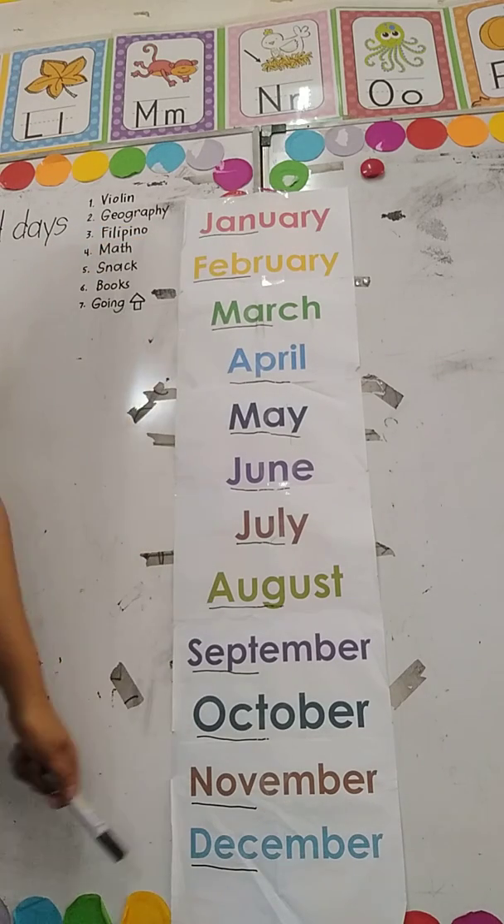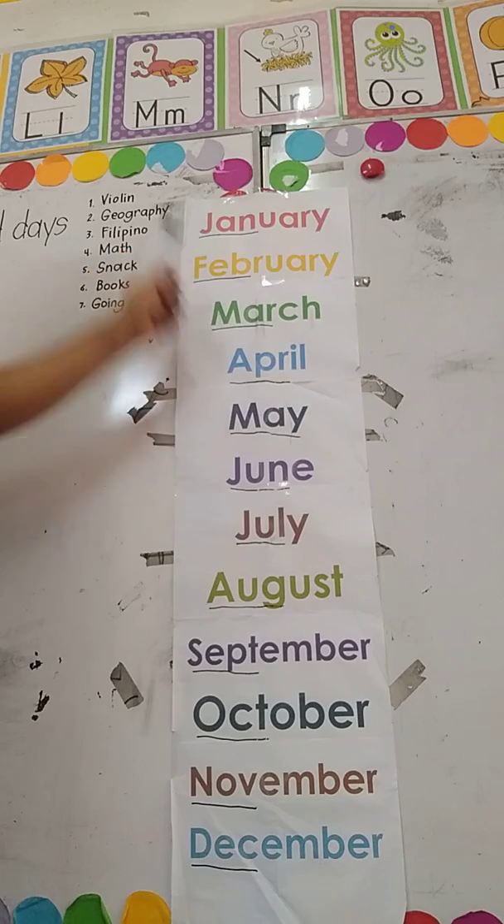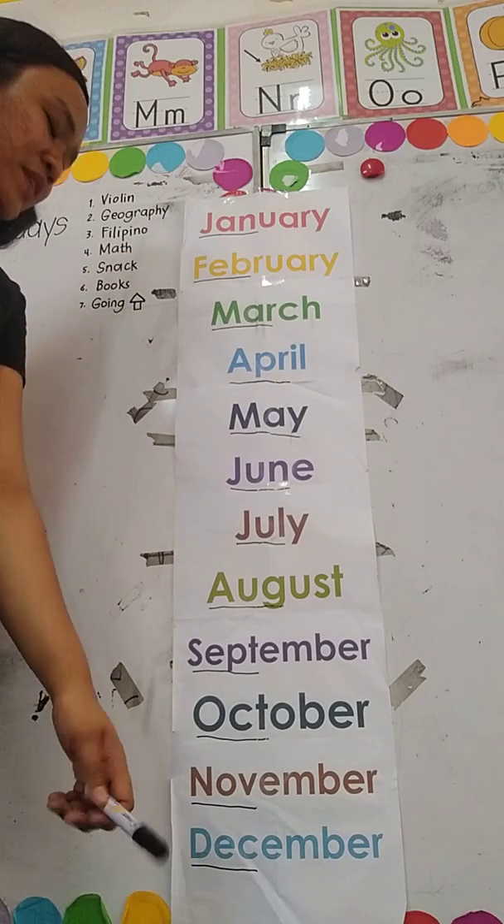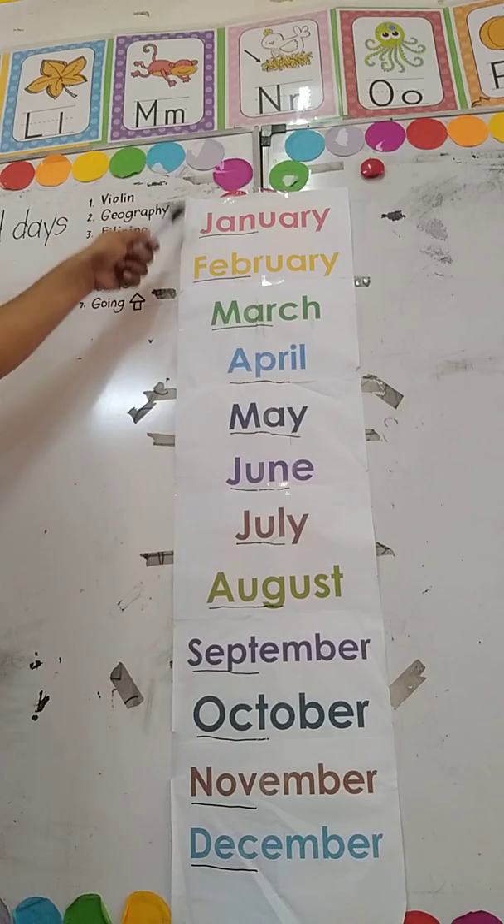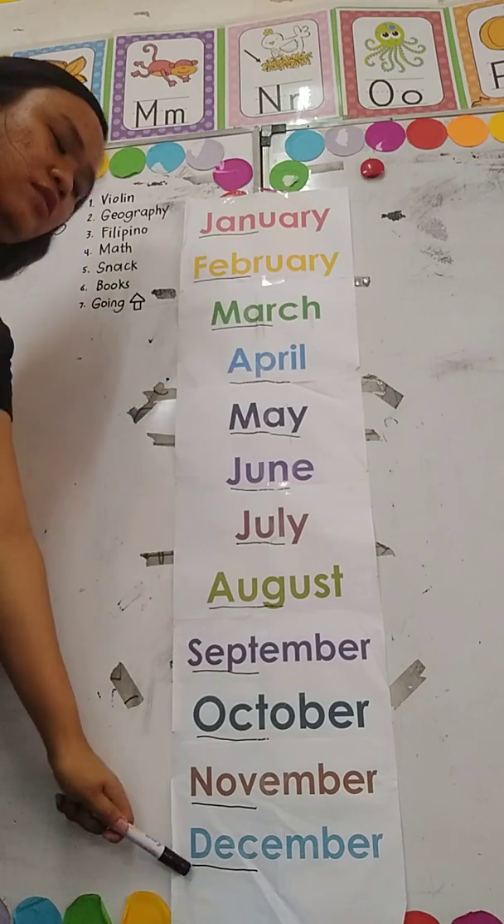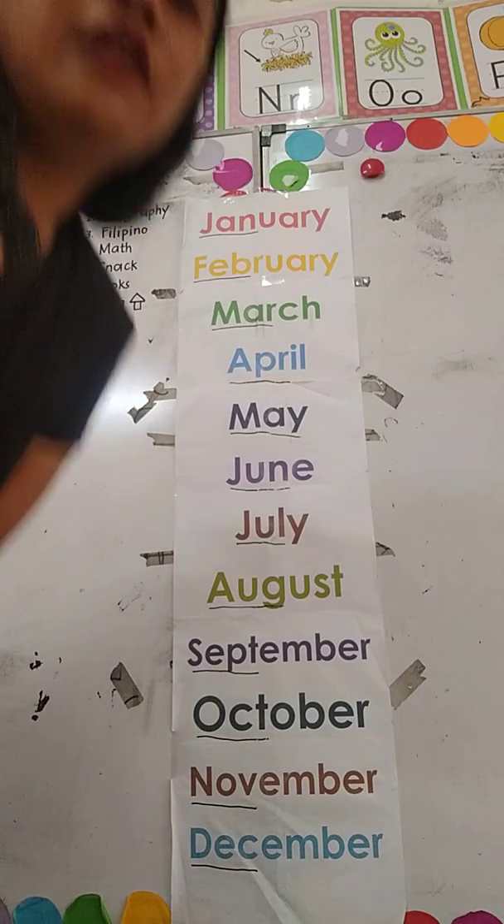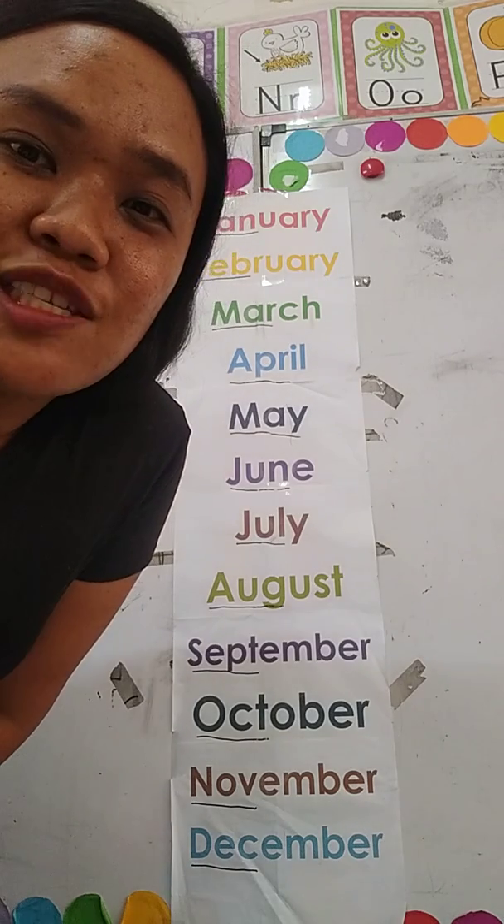So in total, there are 12 months of the year, starting from January and ending in December. And after December, it goes back to January all the way to December, and it goes back again. Okay, so now we're gonna learn about the celebrations for each month.